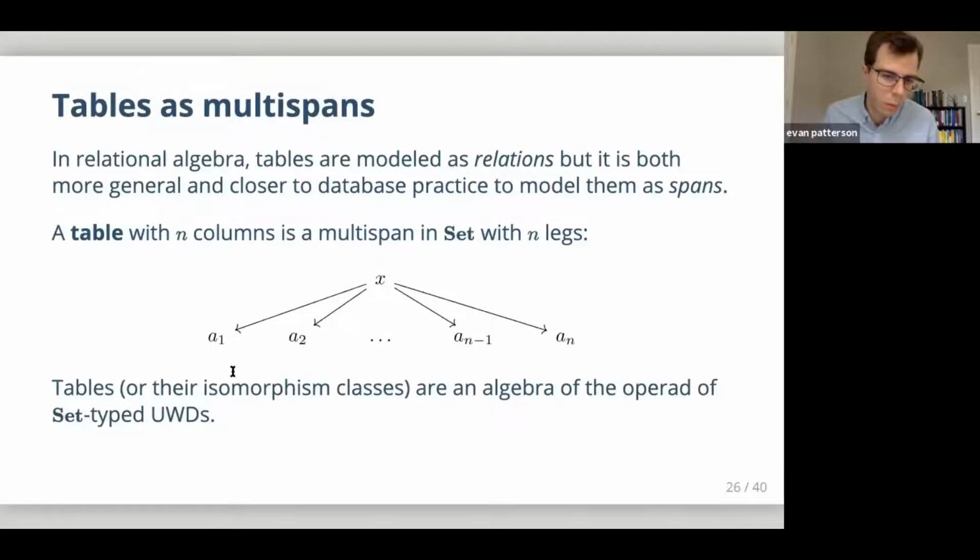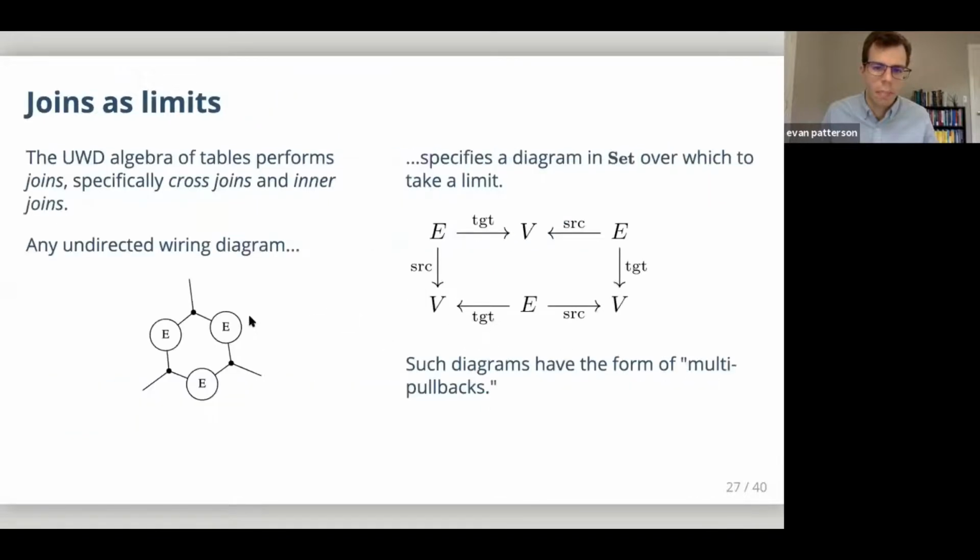So then tables of this kind, or if we're being careful, their isomorphism classes, are an algebra of the operad of undirected wiring diagrams. And so how does that work? The idea is that undirected wiring diagrams are conjunctive queries, and those are specifying joins.